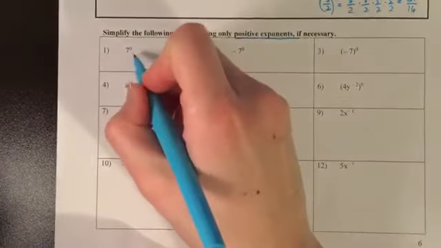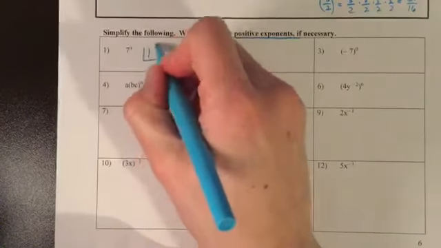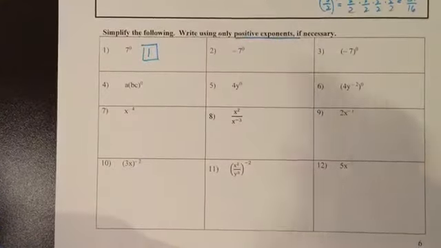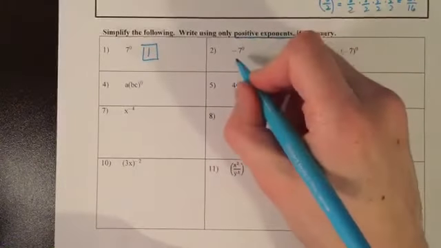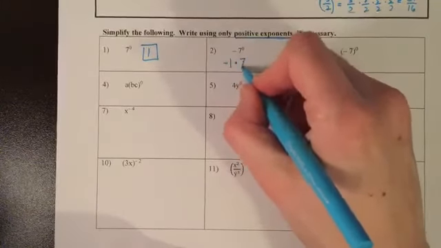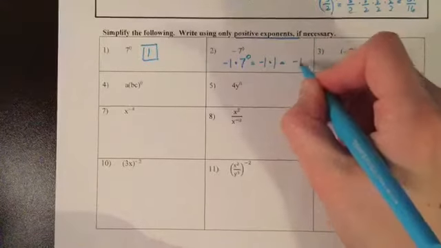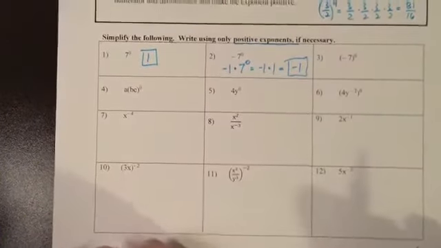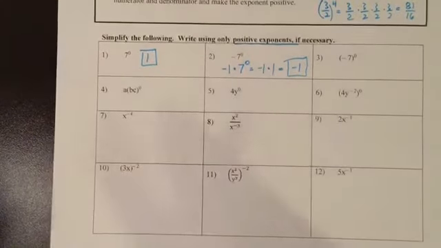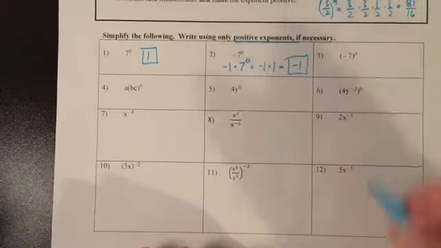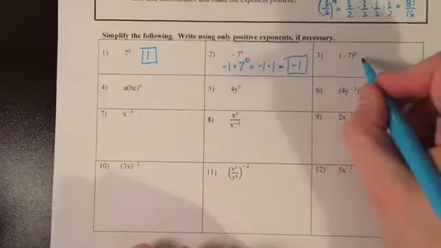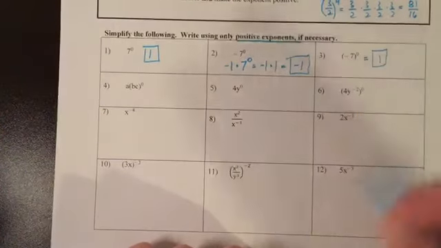Okay, so 7 to the 0, that's just 1. Anything to the 0 power is 1. Negative 7 to the 0, that's negative 1 times 7 to the 0. So that's negative 1 times 1, which is negative 1. If I'm going too fast, pause. Take a second. Slow it down. Okay. Negative 7 to the 0. Negative 7 is the base, so the whole thing becomes 1.